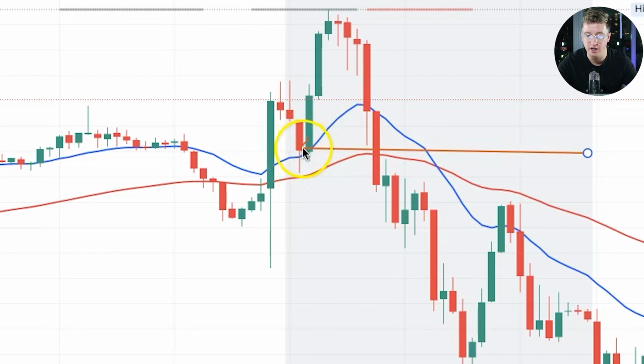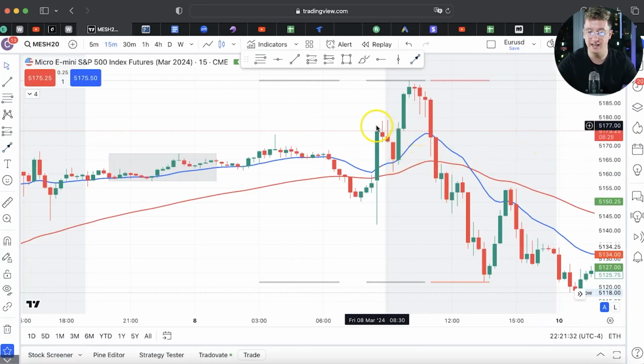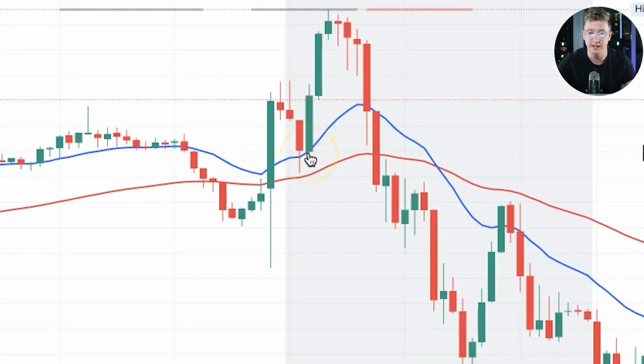And look how the bodies of the candles. The candles went through the EMA at one point in time, but the body, this filled part, actually closed above the EMA. So if I see anything like that happening where the candles are just coming and hitting the EMA and they're rejecting it, that's going to give me a really clean setup.